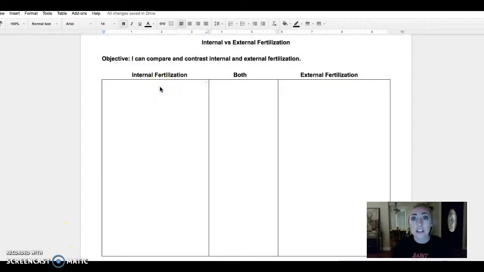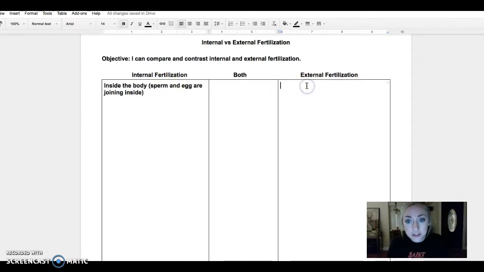So the first type we're going to talk about is internal fertilization. Just as you might guess, the word internal means inside. So that means that the fertilization happens inside the body. Okay? So that means the sperm and the egg are meeting inside. Sperm and egg are joining inside. Whereas external fertilization, as you can guess, would mean that it happens outside of the body. So the sperm and egg are joining outside of the body.